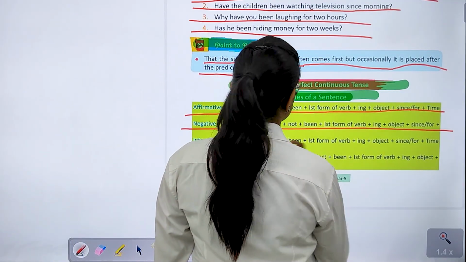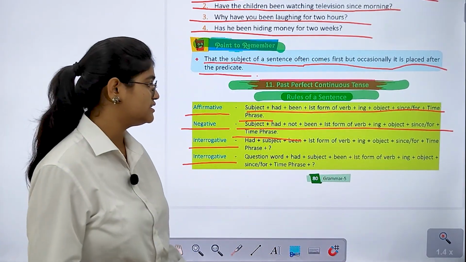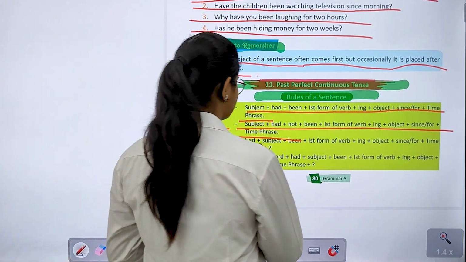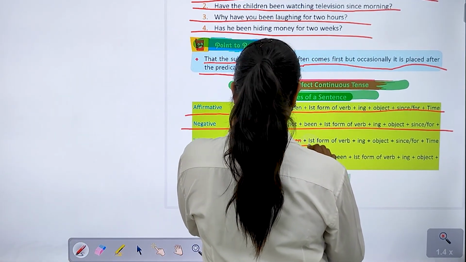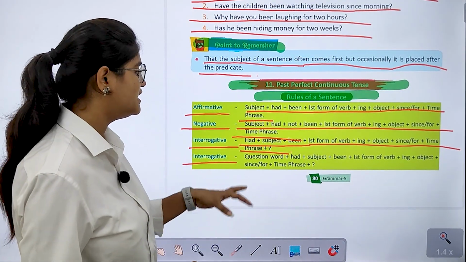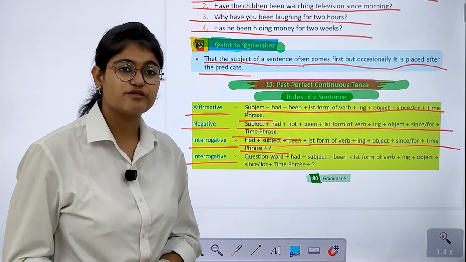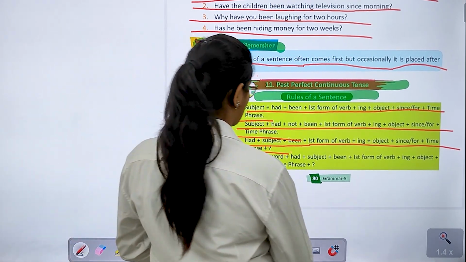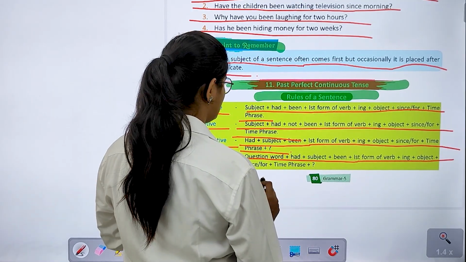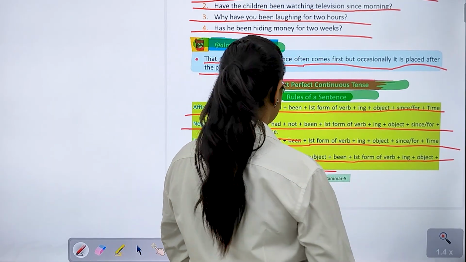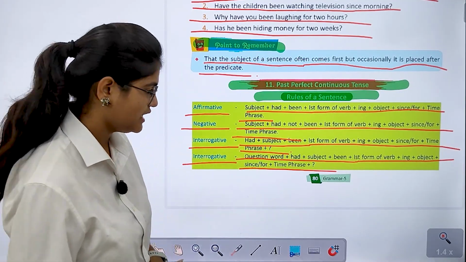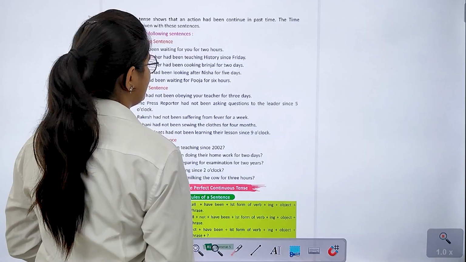Next is the same, just not is going to be added after had and before been. Right? Next is interrogative with the yes or no situation, in which had and subject are going to be replaced by each other, and the rest of the sentence will be the same. Next is question word plus had plus subject plus been plus first form of the verb plus ing plus object plus since or for plus time phrase. Right? Now let's move ahead and read the examples.